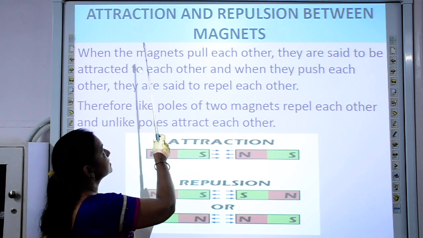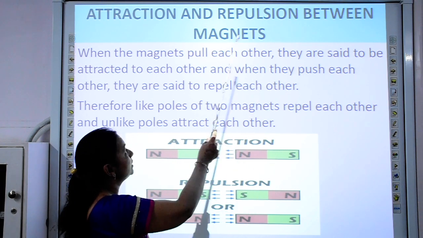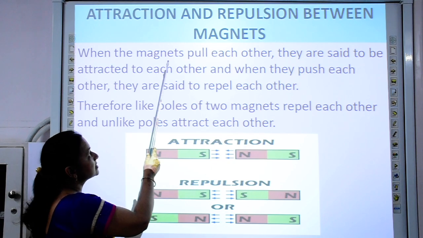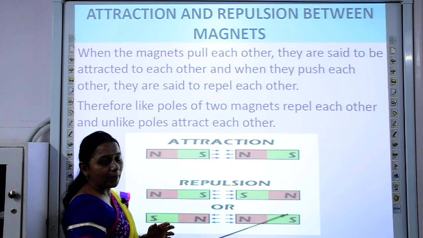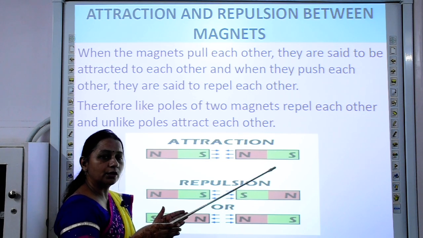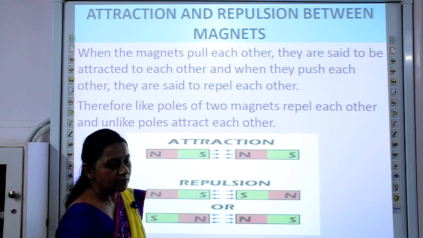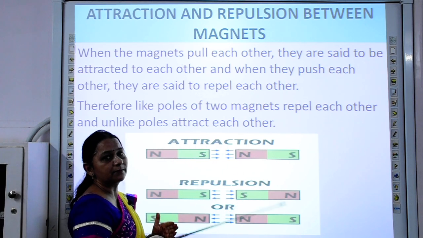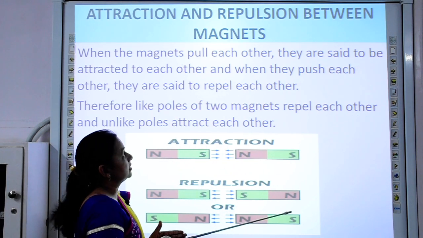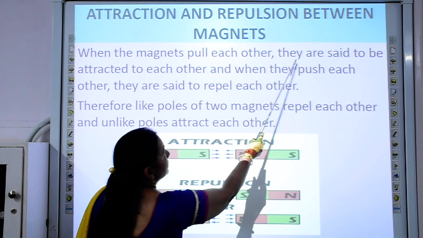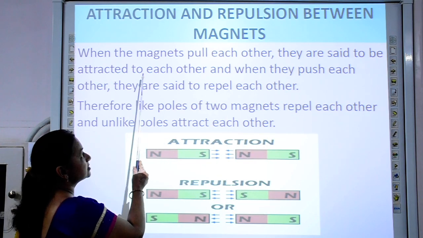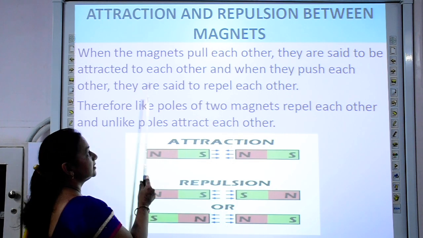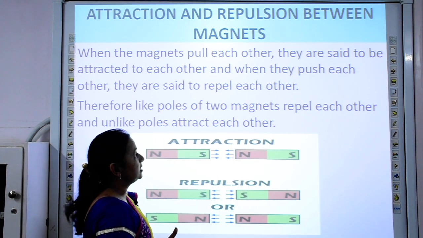Our next topic is attraction and repulsion between magnets. This is an important property. When two magnets are brought closer to each other, the two poles sometimes pull each other or sometimes push each other. When they pull each other, they are said to be attracted to each other, and when they push each other, they are said to repel each other.